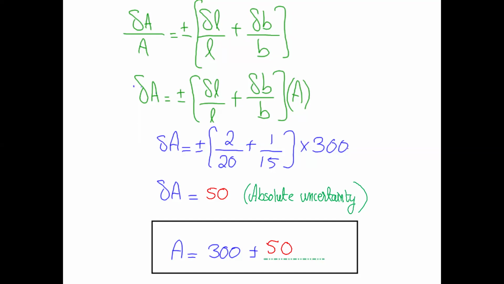Sir, if we don't want to find the absolute uncertainty, we will leave it in fractional form. Uncertainty should be a number. Uncertainty should not be left as a fraction.